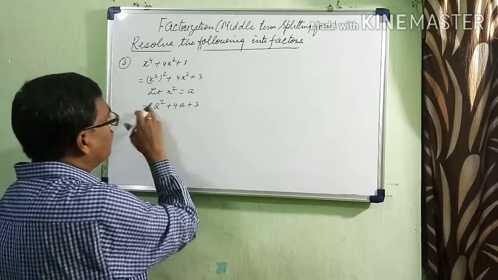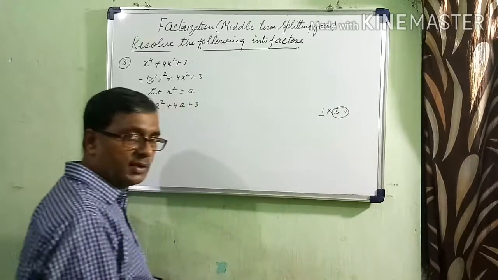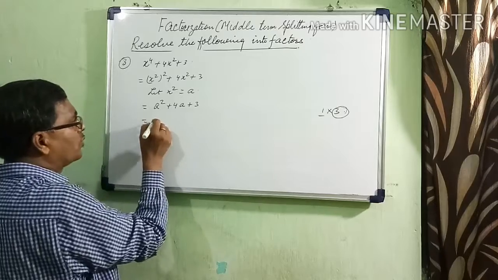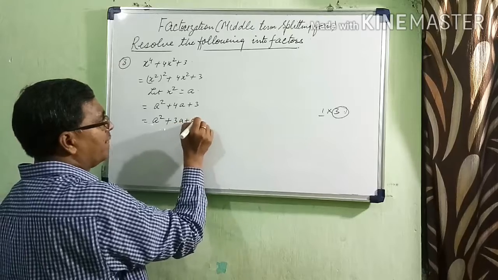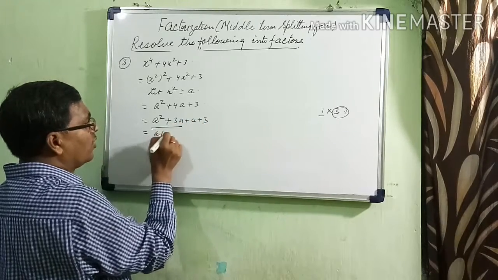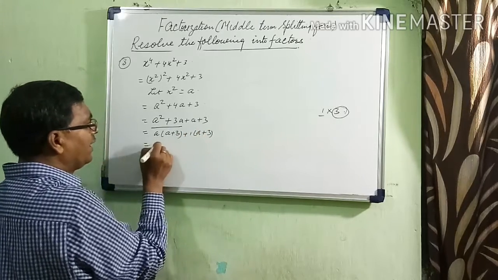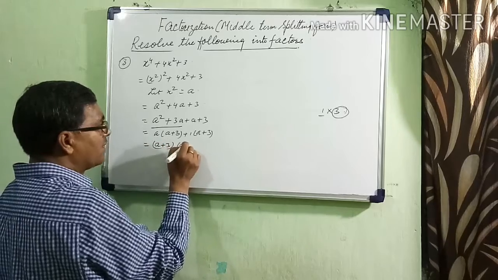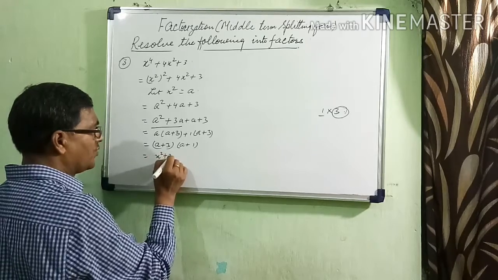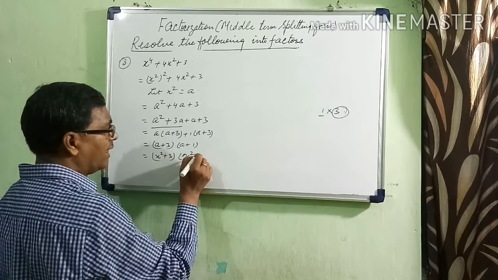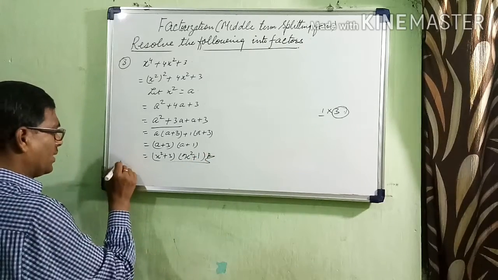And when you take the factor of 1 and 3, 1 into 3, so what will happen? 3 plus 1, both are positive, so both factors will be positive. A square plus 3a plus a plus 3, and so from here a common, a plus 3, and plus 1 common, a plus 3, and so a plus 3 into a plus 1. So substitute the value of a. What is that? X square plus 3 into x square plus 1, and that is the answer. Let us take another one.